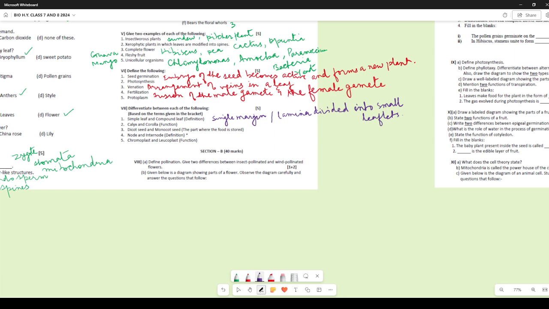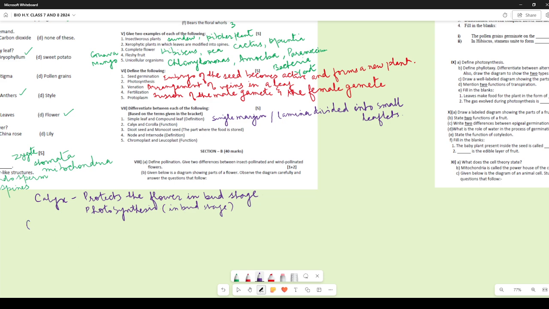Calyx and corolla function. So what is the function of the calyx? Calyx protects the flower in bud stage, right? Now calyx we know is also green in color, so it also performs photosynthesis in bud stage, right? Or otherwise as well, because calyx is green in color, it can perform photosynthesis.